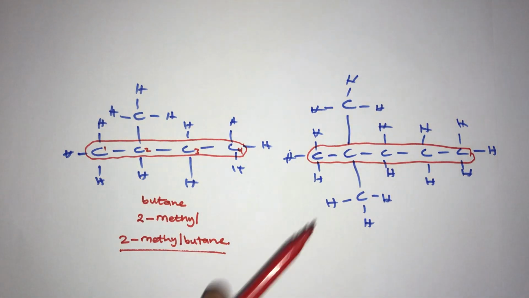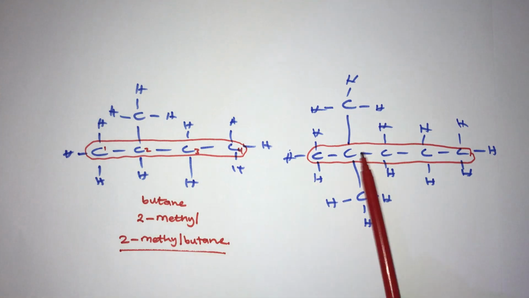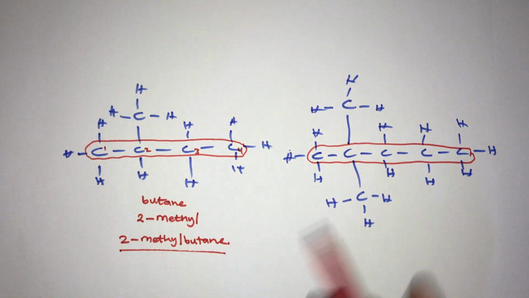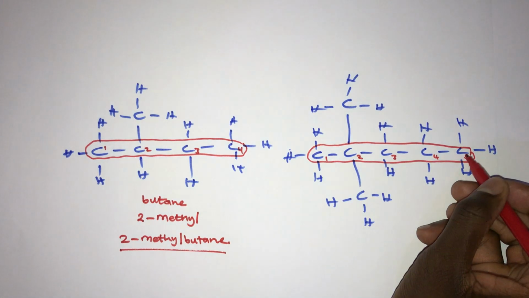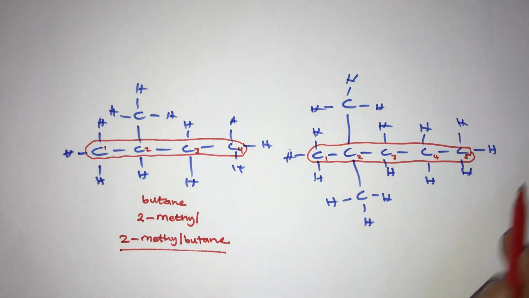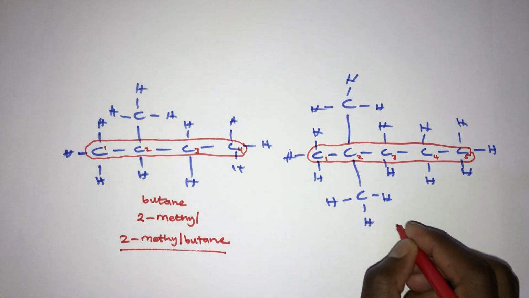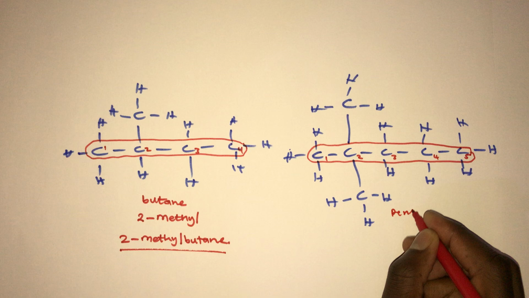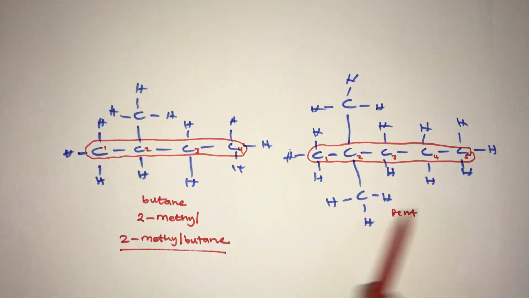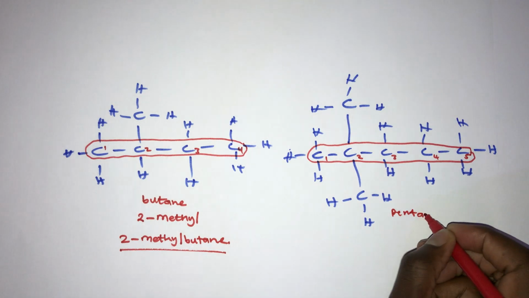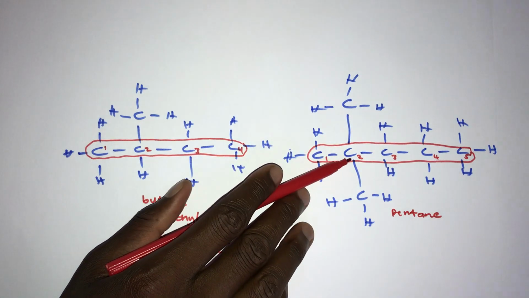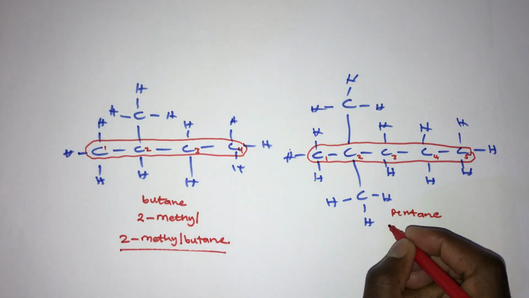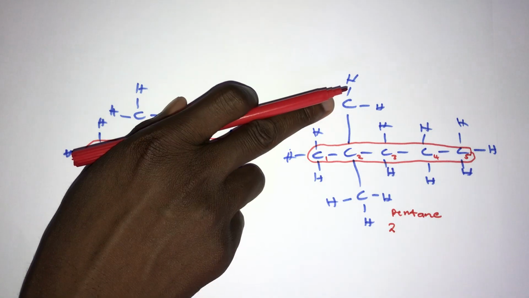So already the branch is in carbon atom number 2 this way. So 1, 2, 3, 4, 5. So this is 5 carbon atoms. So 5 carbon atoms, we call it what? Pent. Then check the structure, it consists of single bonds. So since single bond, let's call it a pentane. Now let's check carbon atom number 2, there is a methyl.